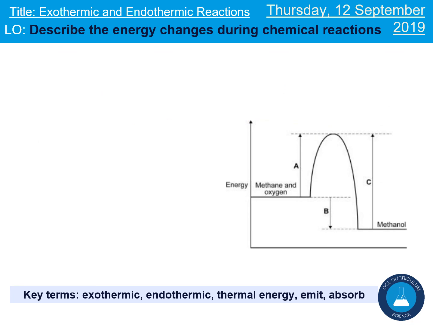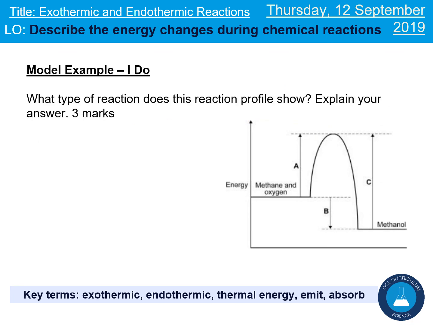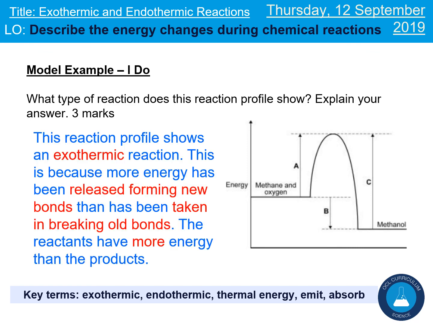Let's look at an example question. What type of reaction does this reaction profile show? Explain your answer. We've already done a similar question to this, but now we have to explain it in more detail. The reaction profile shows an exothermic reaction. This is because more energy has been released forming new bonds than has been taken in breaking old bonds, and the reactants therefore have more energy than the products.